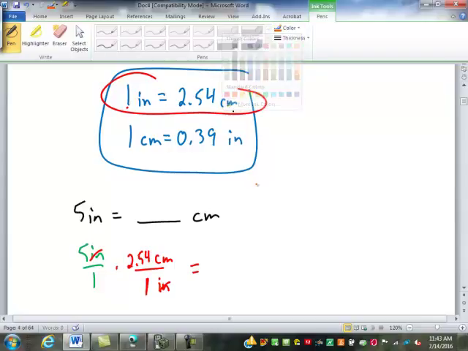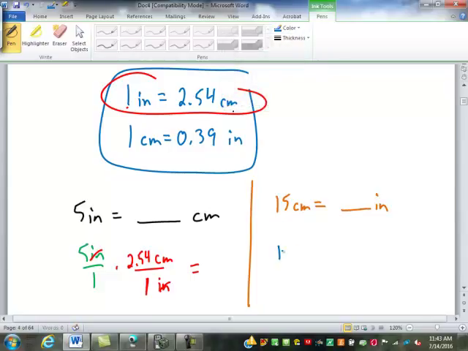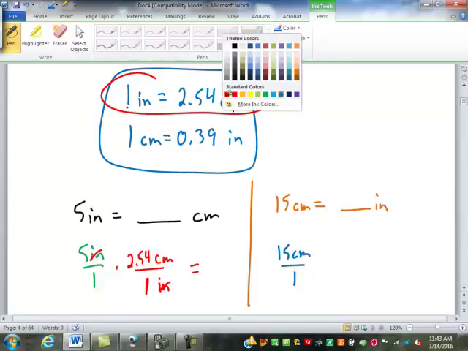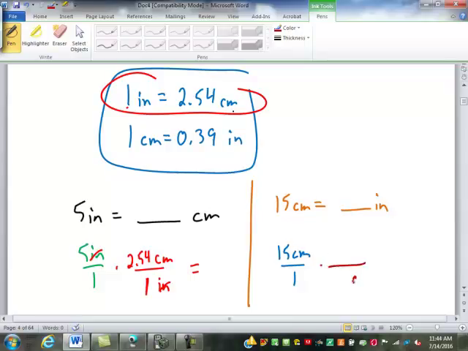If we were going from, let's say, 15 centimeters into inches, now we're starting out with 15 centimeters, putting it over 1 to make it a fraction. Now the centimeters have to go on bottom so they cancel out, and inches on top. Well, we want 1 in the denominator, so we'd use this one. 1 centimeter is 0.39 inches, and then go from there.